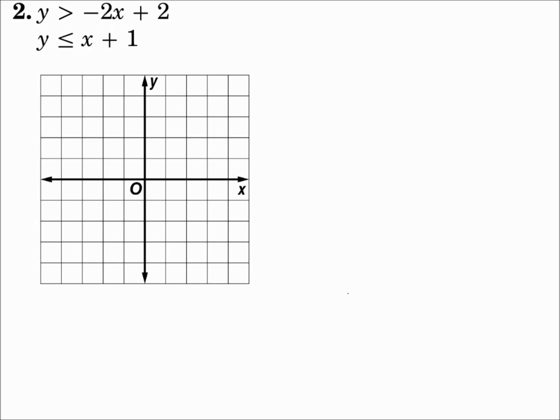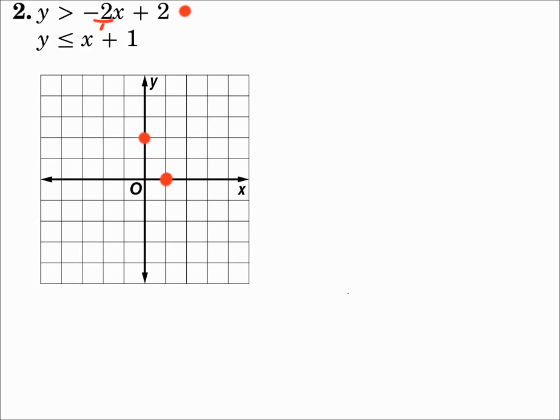Number 2. y is greater than -2x plus 2, and y is less than or equal to x plus 1. The first inequality, let's graph it. It's solved for y, so we can graph it using slope-intercept form. It has a y-intercept of 2, so we'll put a point there. And its slope is -2. You can put that over 1, and we'll go down 2, right 1, and put a point there.